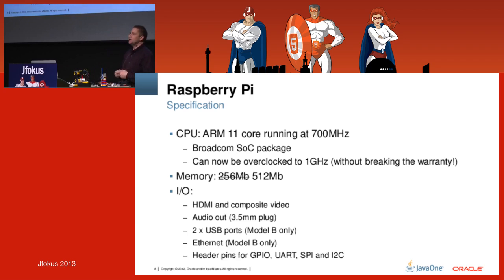There's connections to a UART for universal asynchronous receive and transmit, or serial communications. And then there's also SPI and I2C interfaces supported as well. So you can connect a variety of different things to the Raspberry Pi fairly easily.